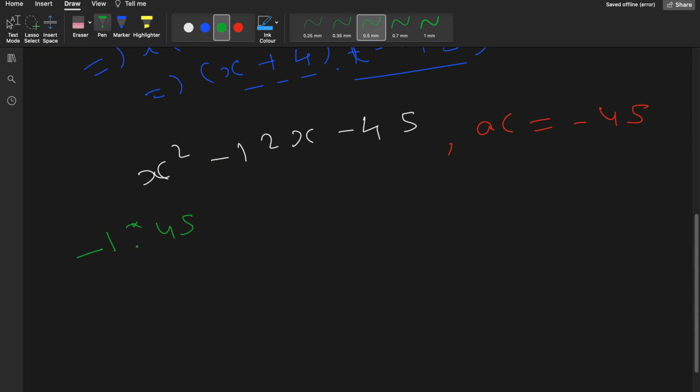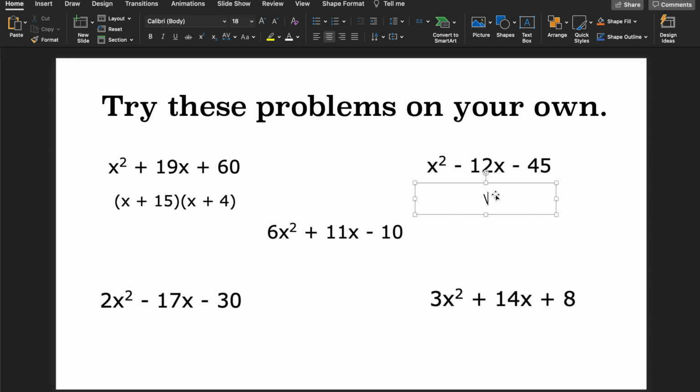Now let's solve the equation. It's x squared minus 15x plus 3x minus 45. x into x minus 15 plus 3 into x minus 15 implies x minus 15 into x plus 3. This is our final answer. Yeah, that's our answer too. And let's solve the third one.